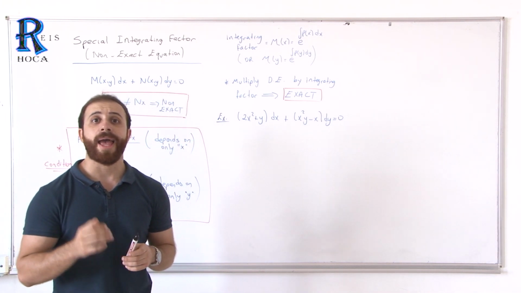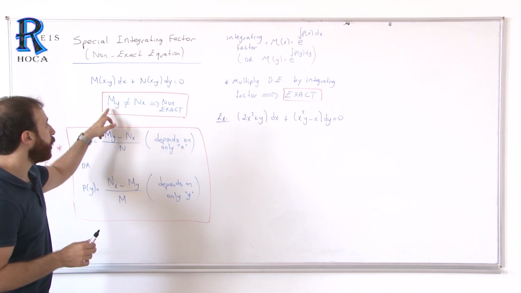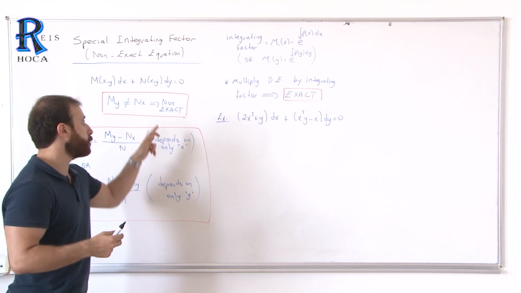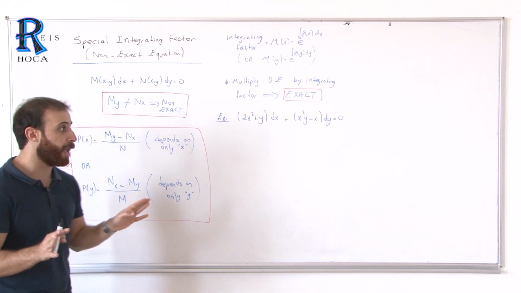We said that the equation will be not exact. What's the condition of exact? My equals nx. We said that it must be non-exact, so my does not equal nx. First of all, the equation is not exact.